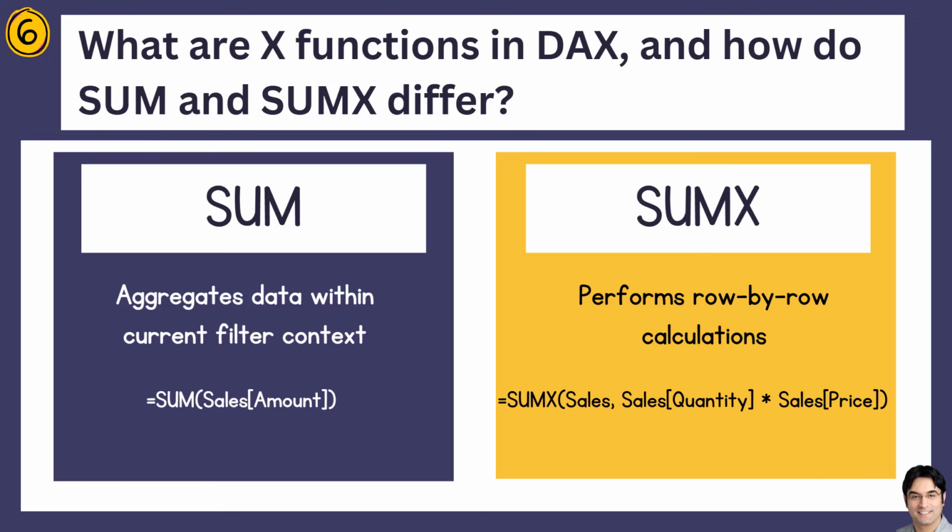For example, SUMX(Sales, Sales[Quantity] * Sales[Price]) multiplies quantity by price for each sale and adds up the results. So in short, SUM totals column values, and SUMX performs row-by-row calculations, then adds the results. Useful for more complex calculations.